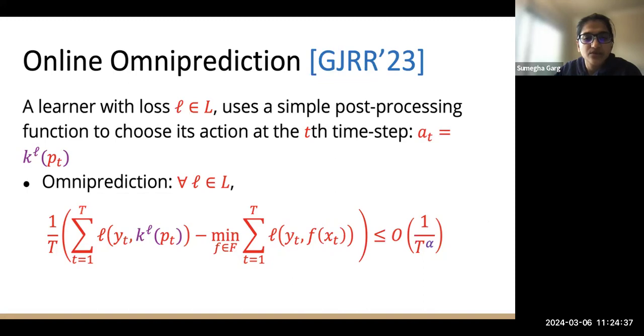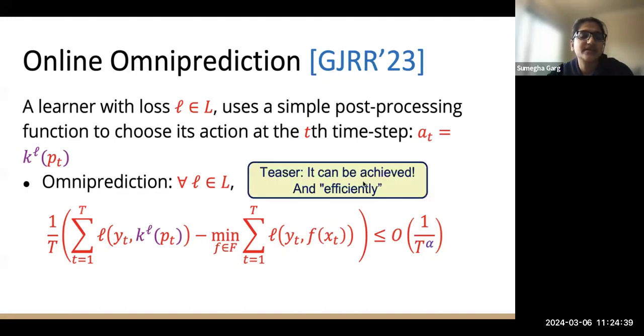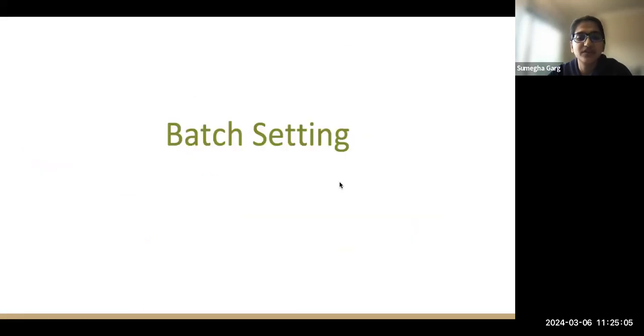Okay. A teaser for this: it's not even clear as of now whether it can be achieved, but it can be achieved. There are omni predictors in the online setting, and we can also achieve it efficiently. Before I go into the constructions of omni predictors for the online setting, we will look into the batch setting and see how papers studied the definition of omni prediction and the results in the batch setting. Any questions till now?